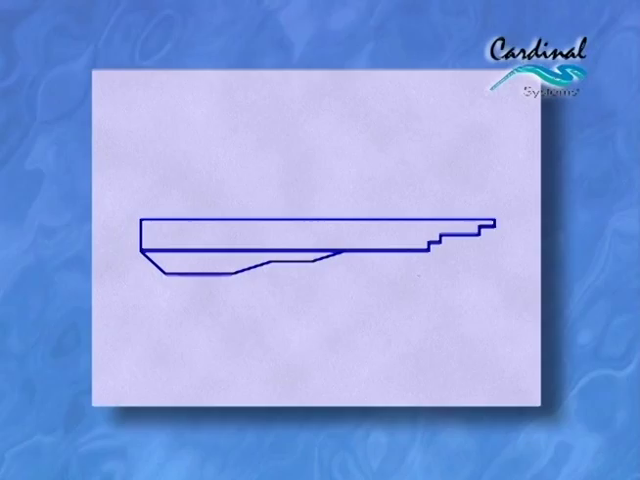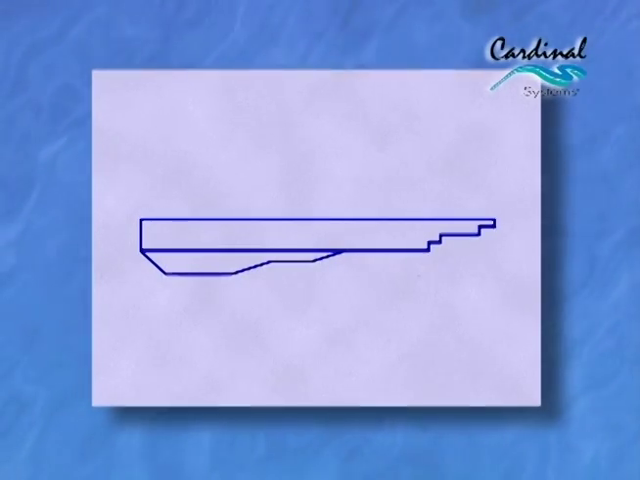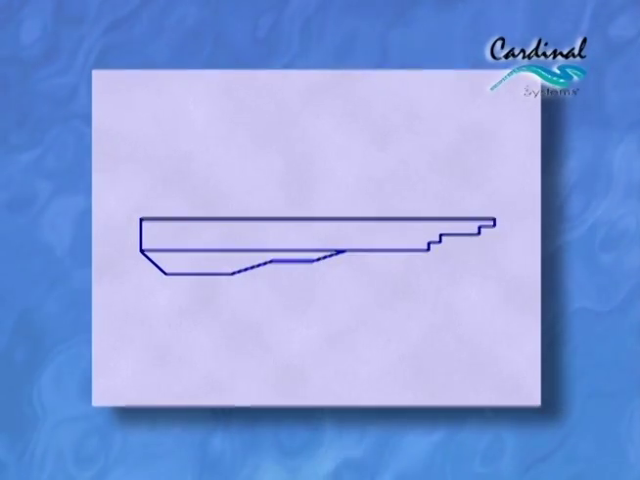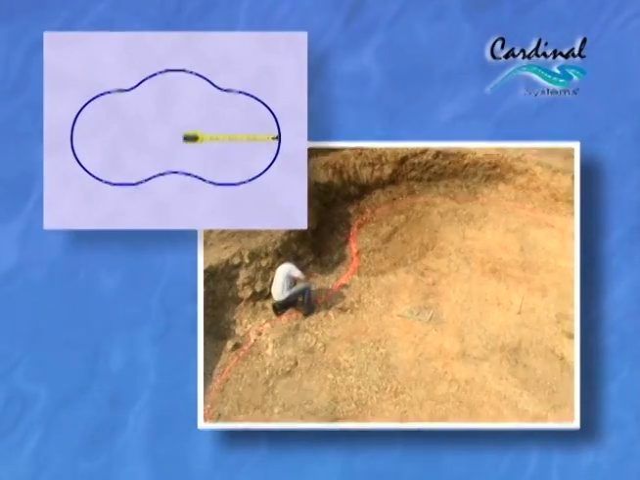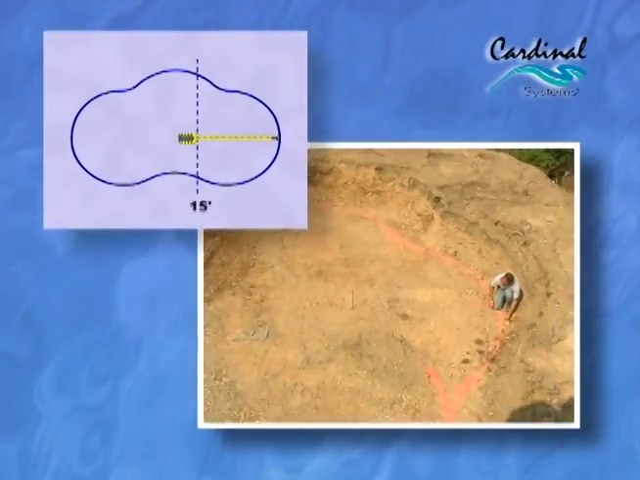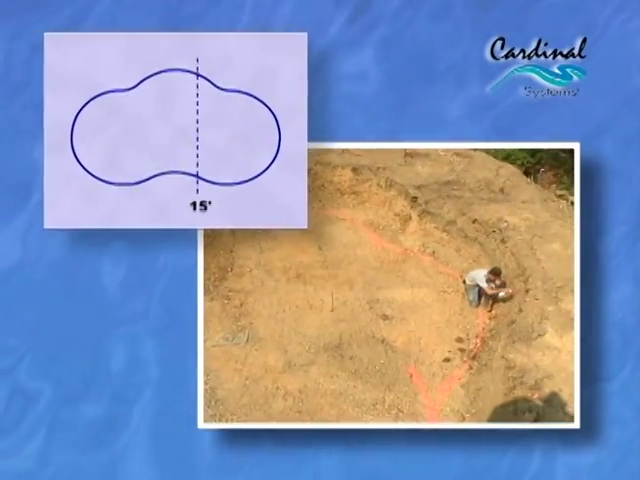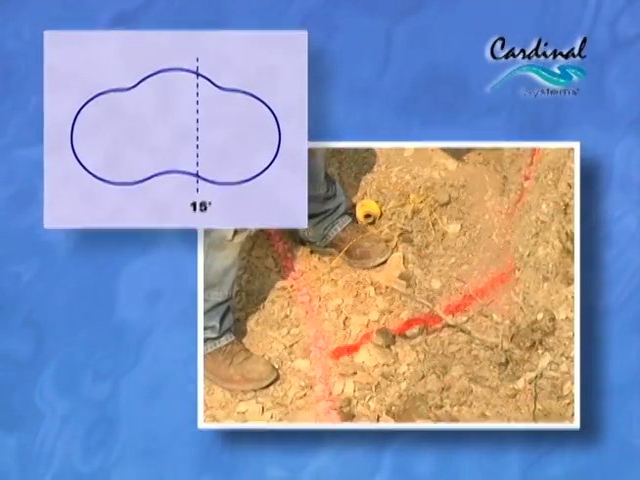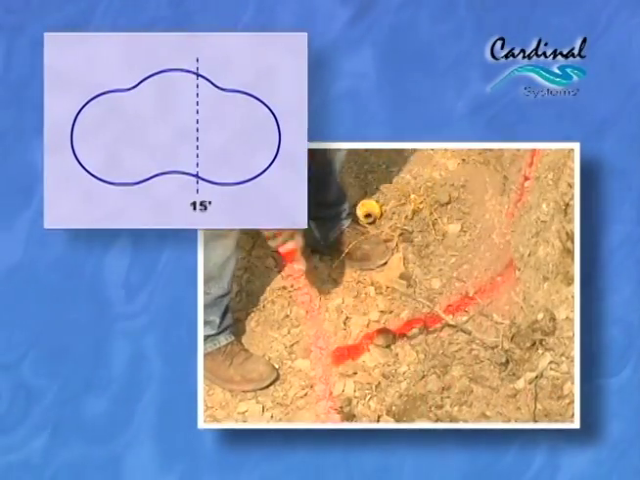Then, it's time to proceed to the breakpoints for this tri-level pool. The first breakpoint is measured at 15 feet from the back wall of the shallow end and is perpendicular to the center line. Spray the line on both sides of the excavation.